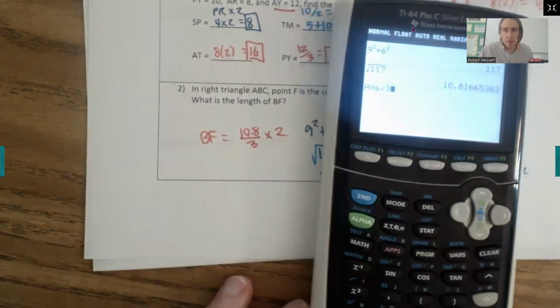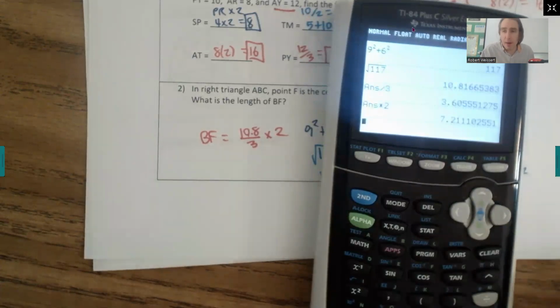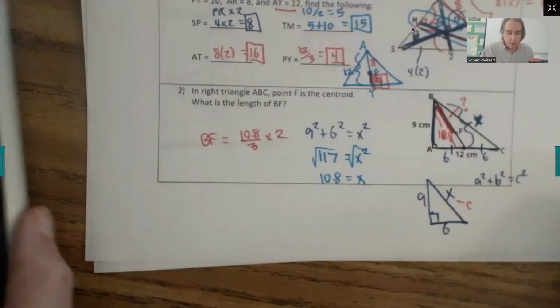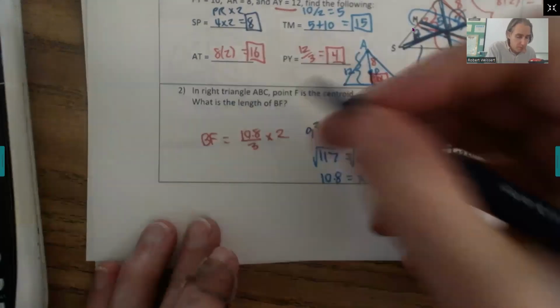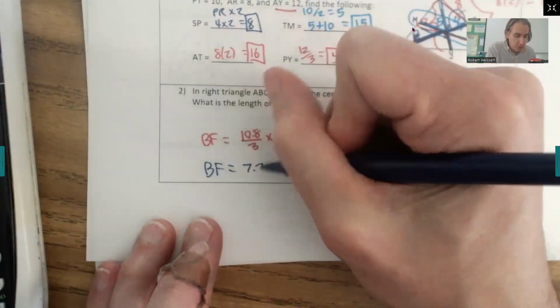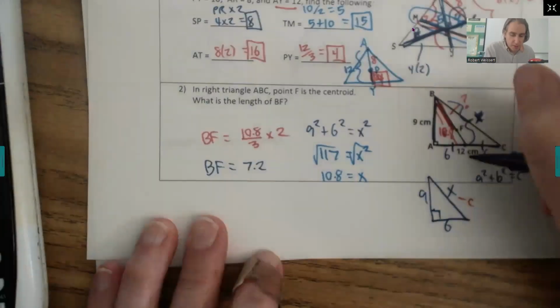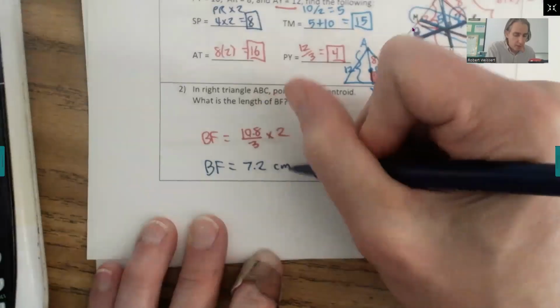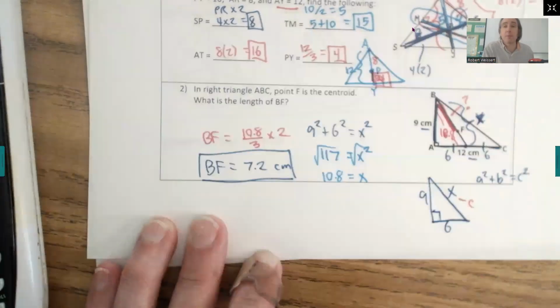10.8 divided by 3, 3.6 times 2, about 7.2. So the answer to the question is 7.2. BF is approximately 7.2. And since our units were in centimeters, we'll write cm, centimeters.